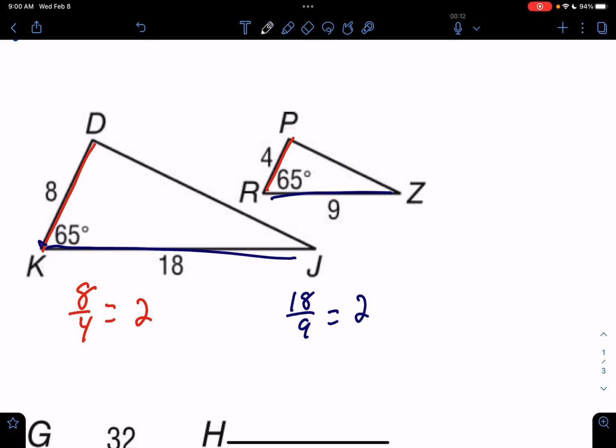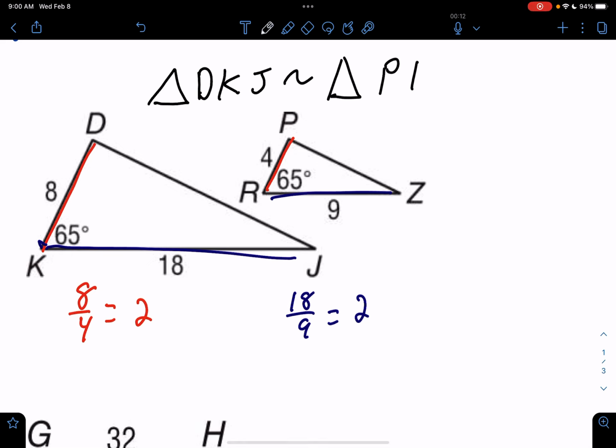I will have to say, okay, triangle DKJ, similar to triangle PRZ. And how is it that I know? SAS similarity.